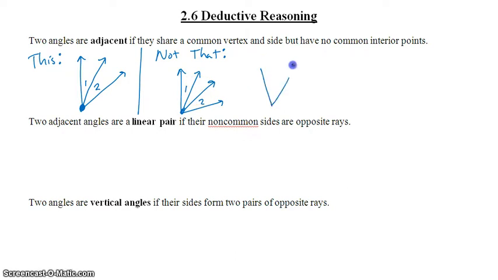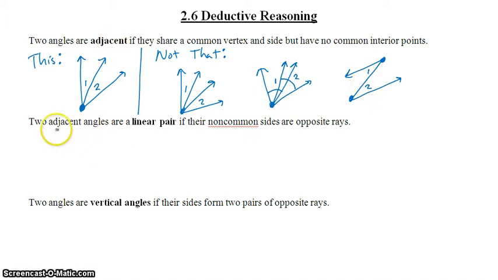Or two angles like this that share a vertex but have some points that overlap. If this is angle 1 and this is angle 2, angle 1 and angle 2 share a vertex, but they overlap, so they are not adjacent. The third misconception is when two angles share a common side but not a common vertex. Angle 1 and angle 2 have a common side, but the vertex is different. These angles are next to each other, but they're not adjacent.